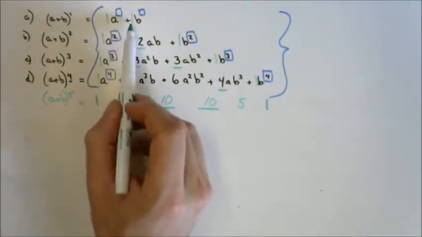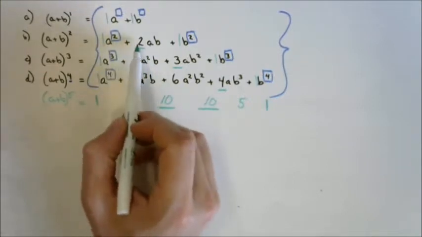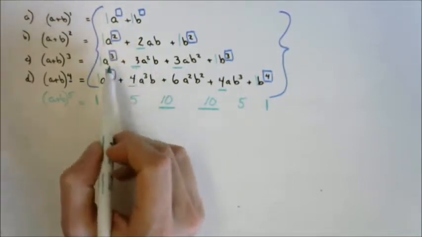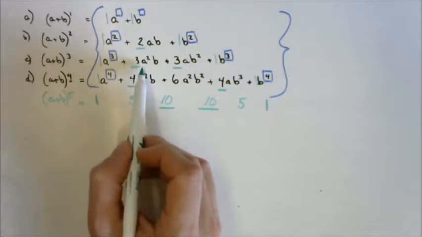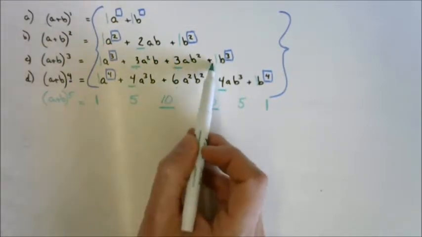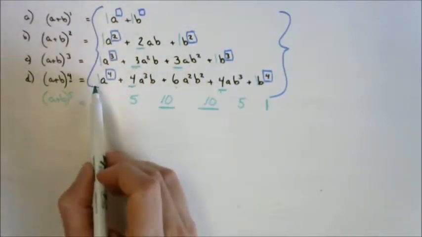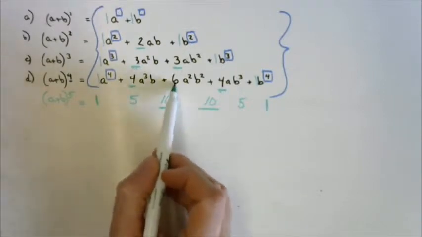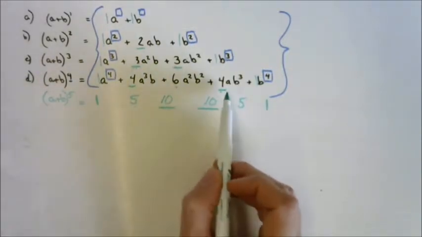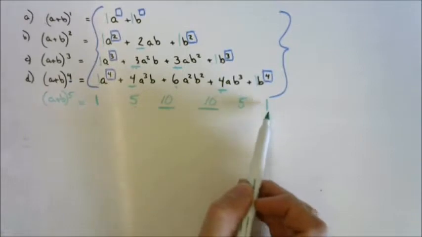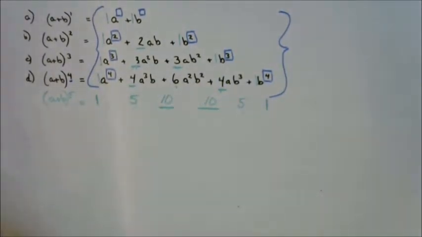Nice. 1 plus 1 is 2. 1 plus 2 is 3. 1 plus 3 is 4. 3 plus 3 is 6. 3 plus 1 is 4. 1 plus 4 is 5. 4 plus 6 is 10. 6 plus 4 is 10. 4 plus 1 is 5. And 1 always on the outside of the pyramid.